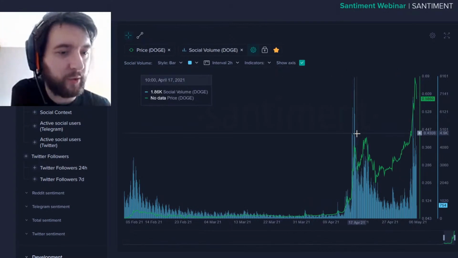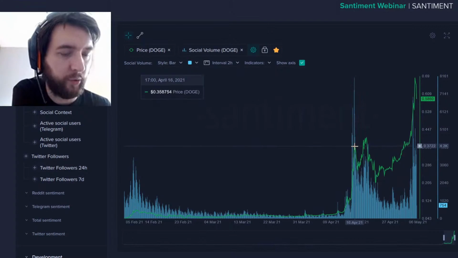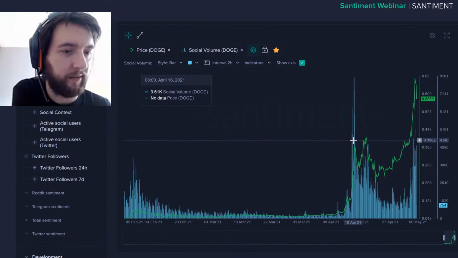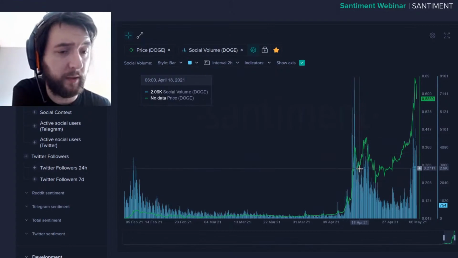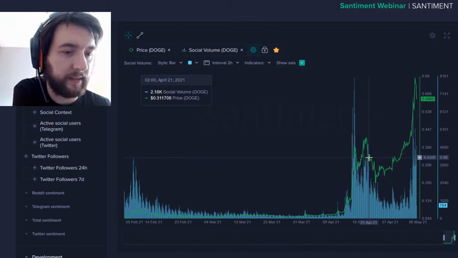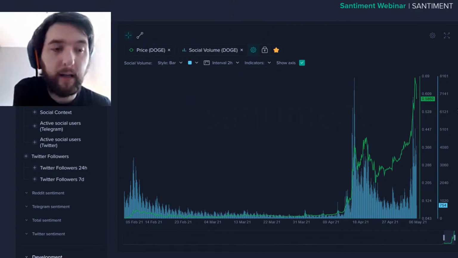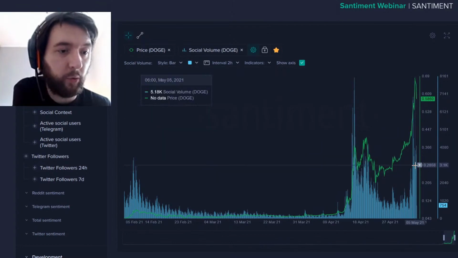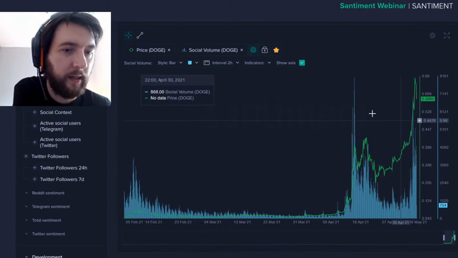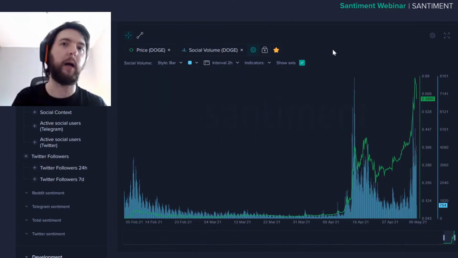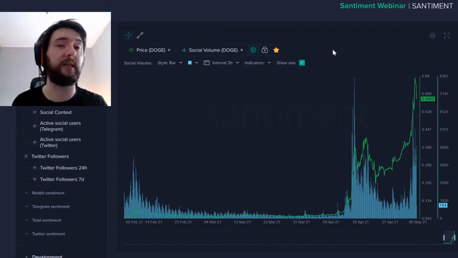So another cluster of social volume spikes as Doge began to rally, suggesting that the crowd is becoming a bit too overhyped for its own good. We correct. We had another big cluster of spikes. We correct. And then most recently, again, the crowd is starting to talk about the coin very often and at a high intensity, suggesting that we're probably due for a normalization of these metrics.